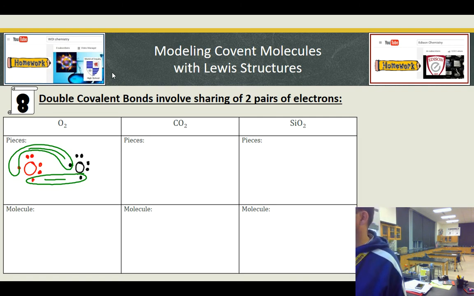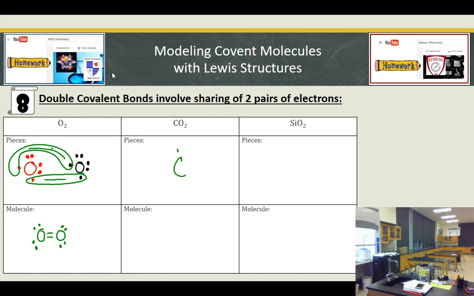Okay. But here's the key. I have 2 bonds now between these oxygens. So this looks like this. Circle, double bond, and then I have to bring over my valence electrons from the O. Each one had valence dots. So there we go. CO2.